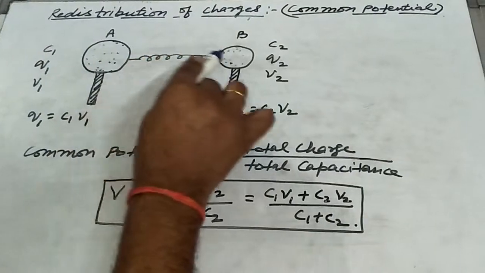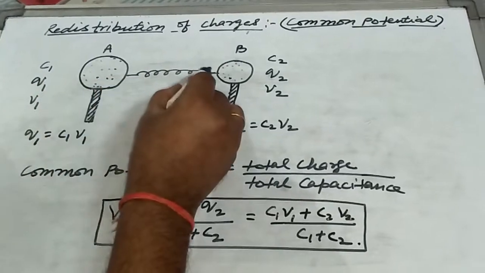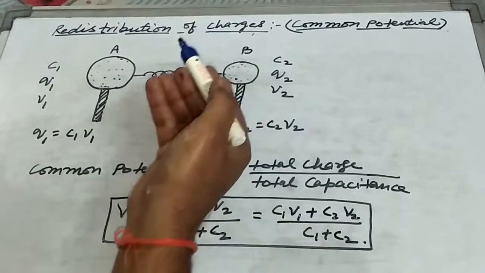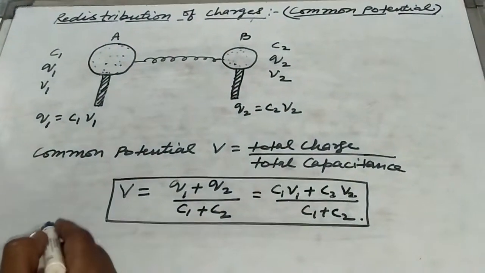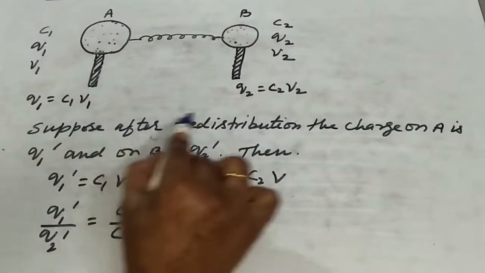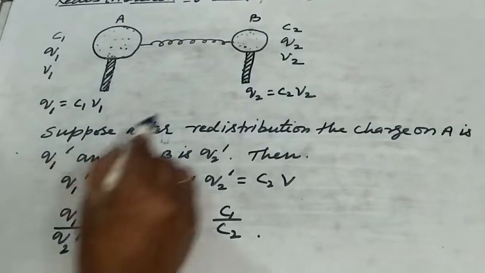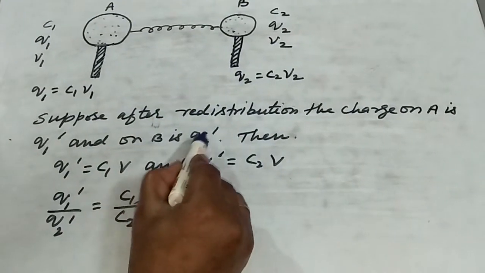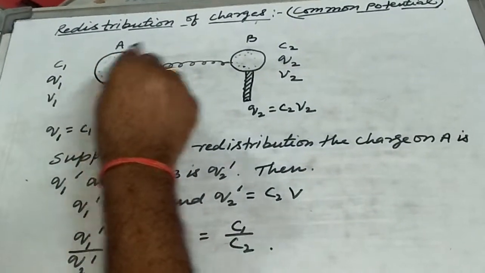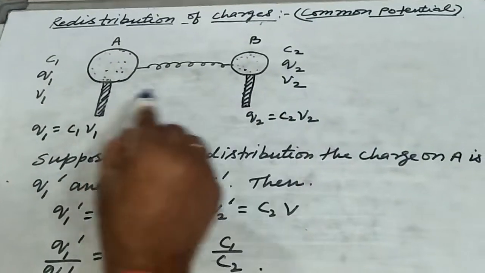And after redistribution, after the sharing of the charge, the charge on A is not Q1 and the charge on B is not Q2. Now both conductors acquire new charges. Suppose after redistribution the new charge on A is Q1 dash and the new charge on B is Q2 dash. When Q1 dash and Q2 dash are acquired by conductors A and B, both acquire the common potential, and I have already given the formula for that.